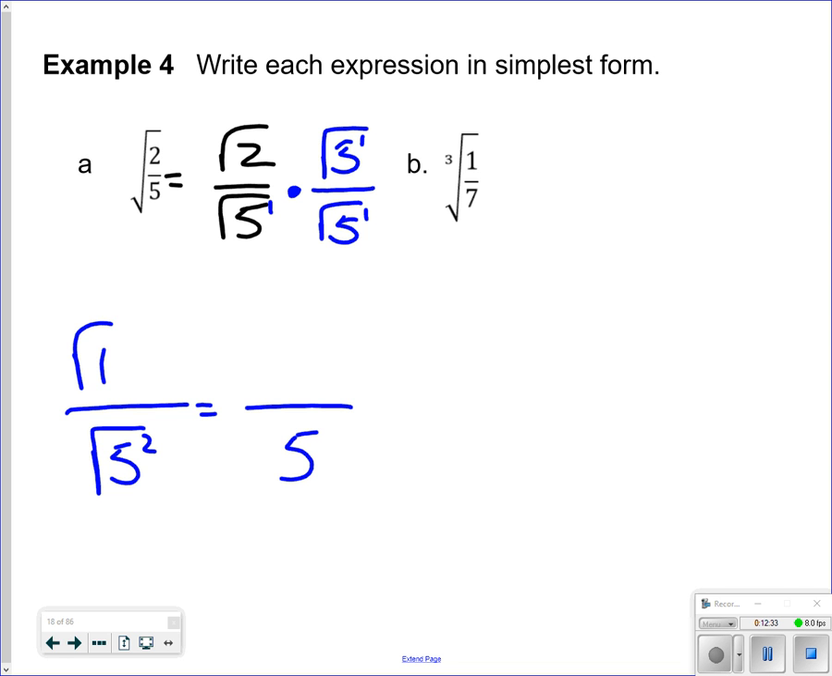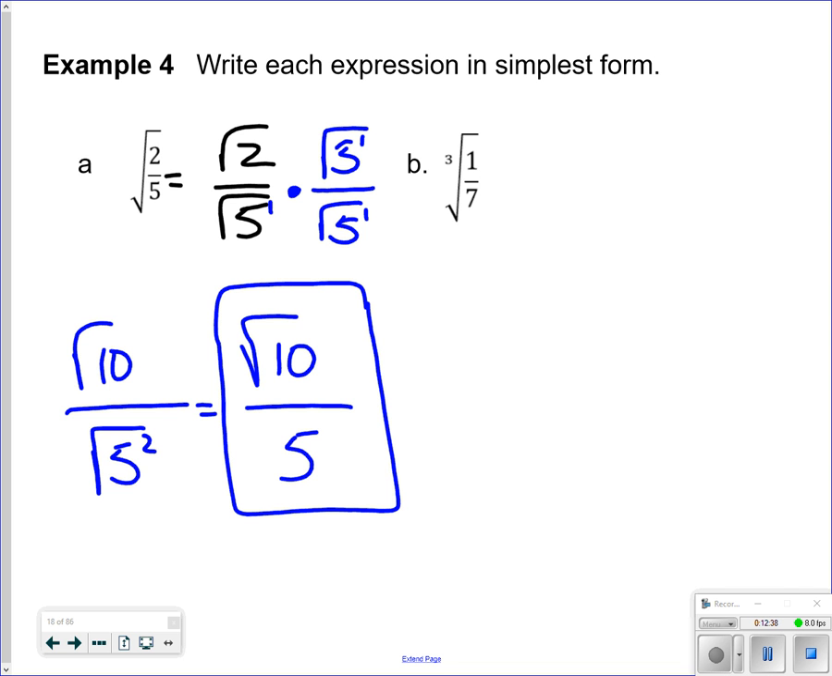So now, multiplying across the top, square root of 2 times the square root of 5 is the square root of 10. You cannot simplify something that's inside a radical with something that is outside a radical, so you are done. You have now finished what you need to do.